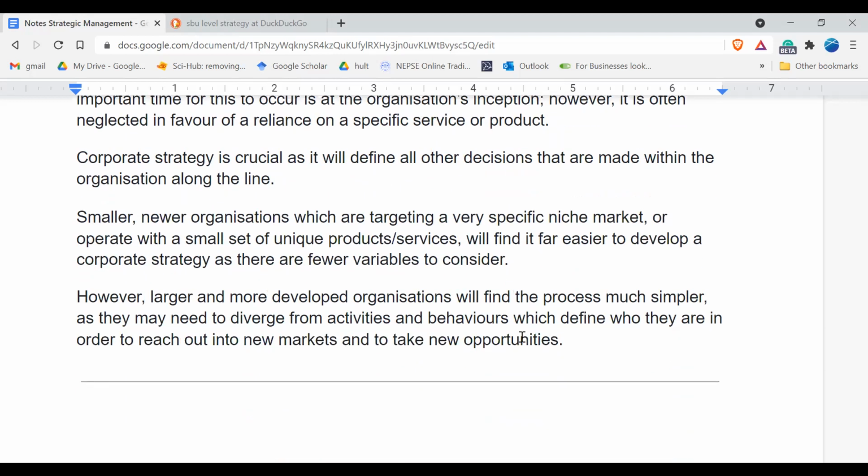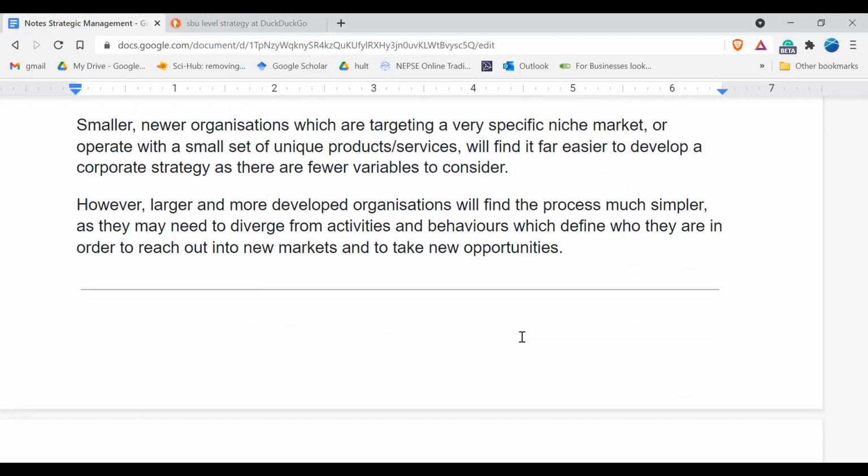Smaller, newer organizations which are targeting a very specific niche market or operate with a small set of unique product services will find it far easier to develop a corporate strategy as there are fewer variables to consider. Obviously, however, large and more developed organizations will find the process more difficult, as they may need to diverge from activities and behaviors which define who they are in order to reach out into new markets and to take new opportunities.